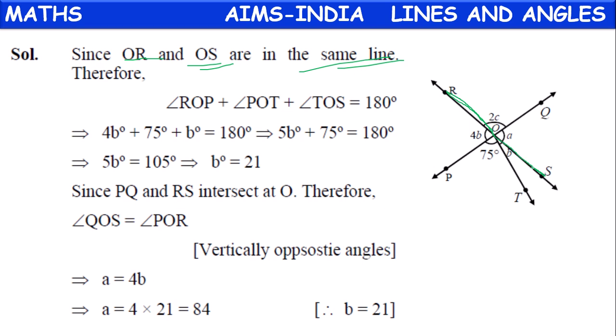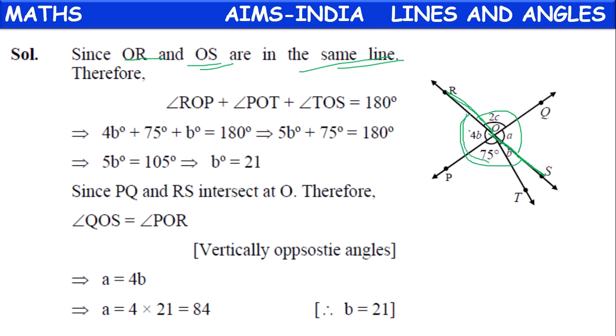OR, OS are in the same line. So total angles on this side will be equal to 180 degrees, either that side or this side.